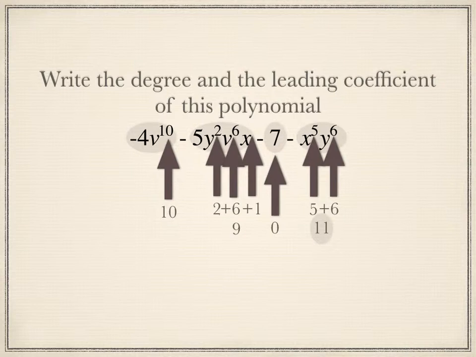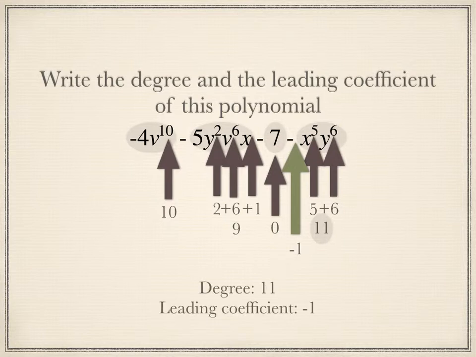Then we want to find the leading coefficient. To find the leading coefficient, we simply look at the term with the highest degree, and we look at the coefficient in front. Remember, the coefficient is the number in front. So in this case, we don't have a number listed. So what's a number times anything equals anything? You're right, 1. So we have -1 is our leading coefficient. So we've got a degree of 11, and our leading coefficient is -1.